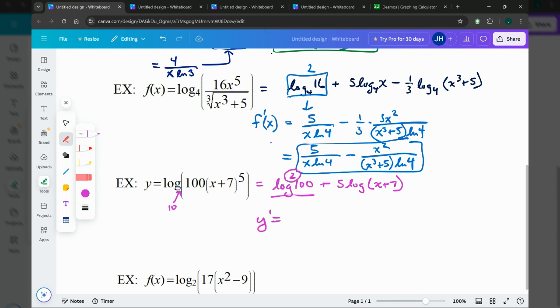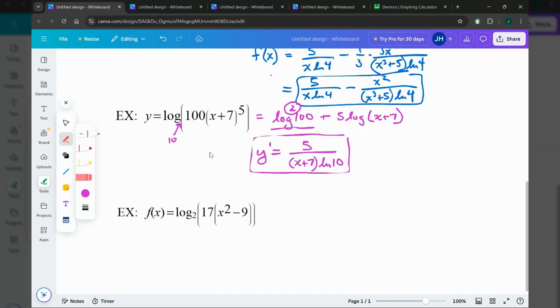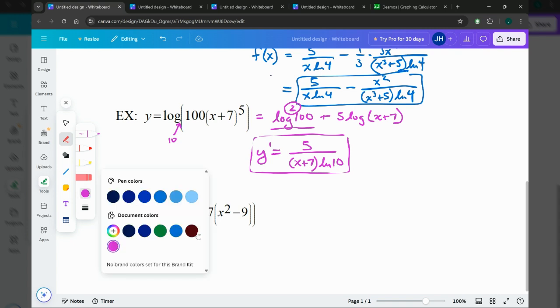So y prime equals 0 plus 5 over x plus 7 times natural log of 10. Now you don't see a base, but there is a base. It is 10, so we have to divide by the natural log of 10. And we're going to keep going here. And again, I'm going to stick with our methods of expanding first.